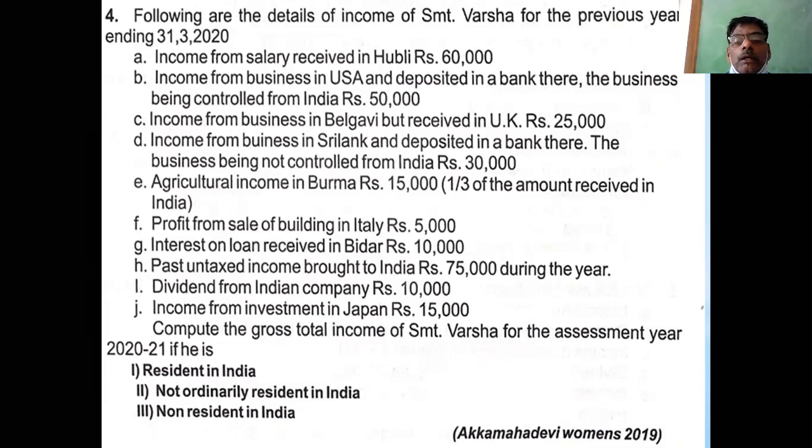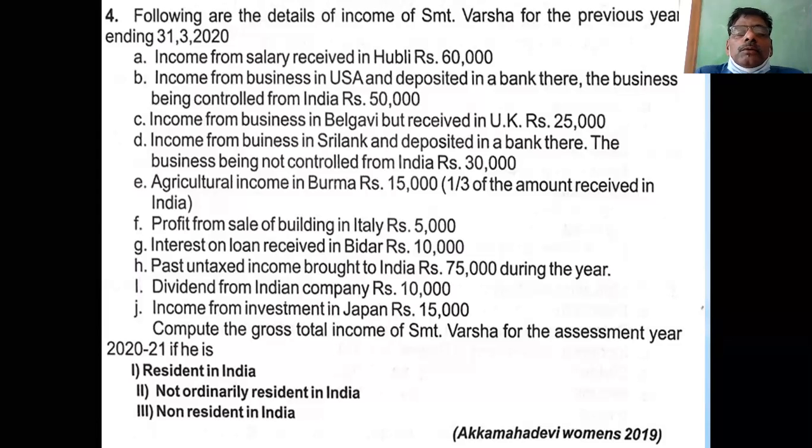Agriculture income in Burma, 1/3 amount received in India. Total 15,000 is there. Out of 15,000, 1/3 means 5,000 is received in India. Therefore, 5,000 comes to all the three columns and the remaining 10,000 comes to the resident column. First column 10,000 plus 5,000 is equal to 15,000, and the remaining two columns 5,000.